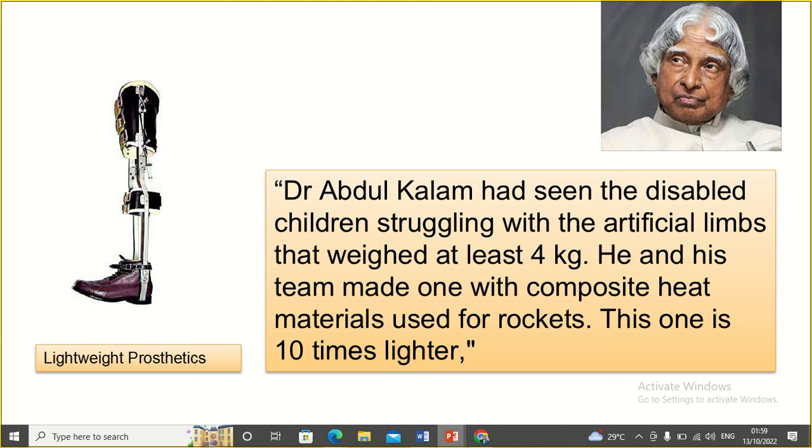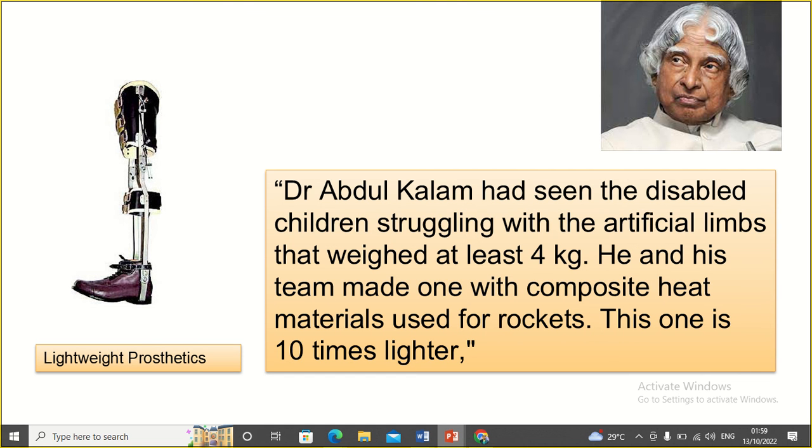And here, finally, I would like to mention Dr. Abdul Kalam, the missile man. He proposed lightweight prosthetics. He observed the struggles faced by disabled children, because during that time they were struggling with artificial limbs that weighed at least 4 kg. Since he observed the problem, he proposed a lightweight prosthetic which weighs 10 times lighter than that.